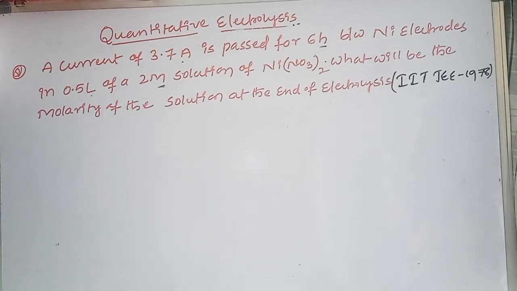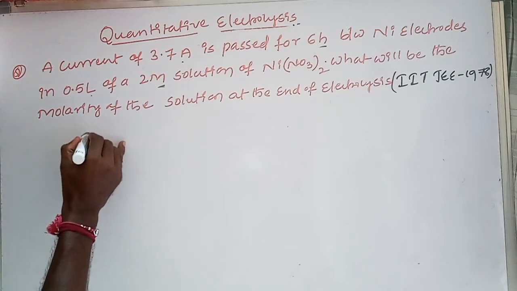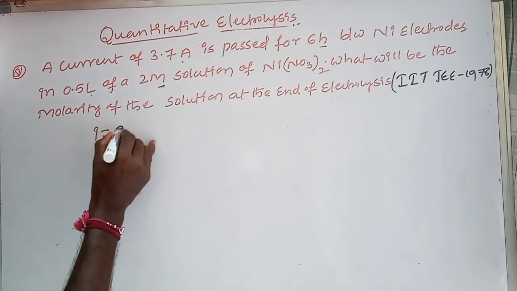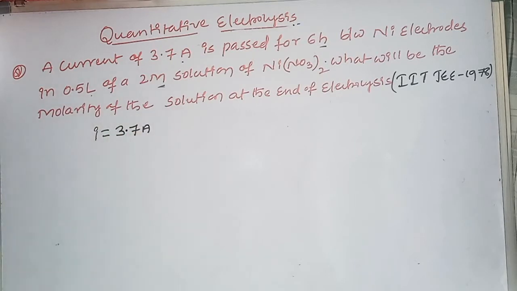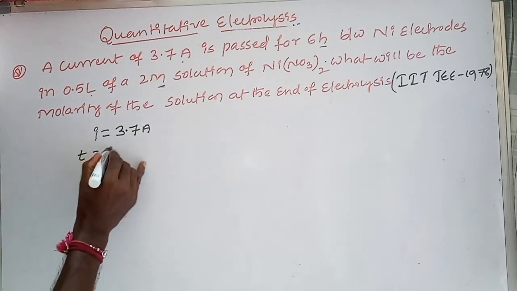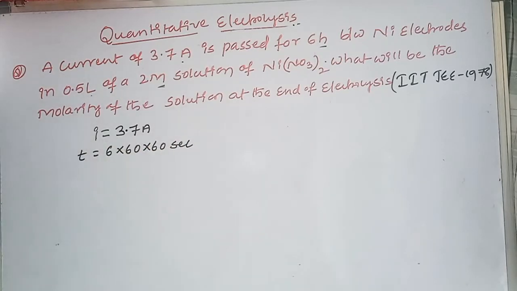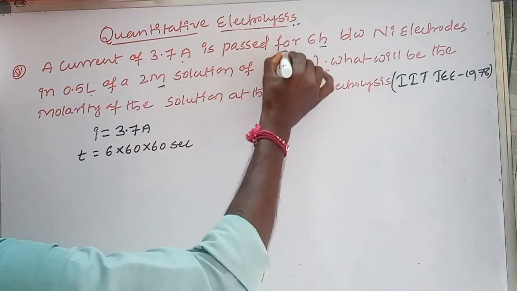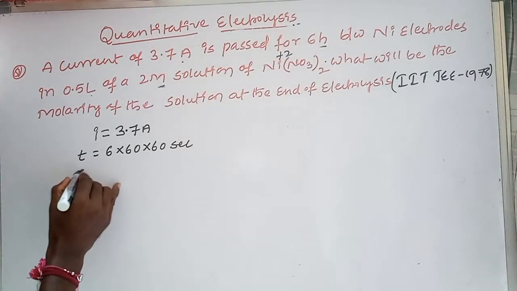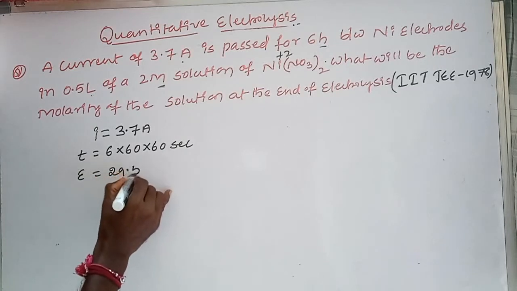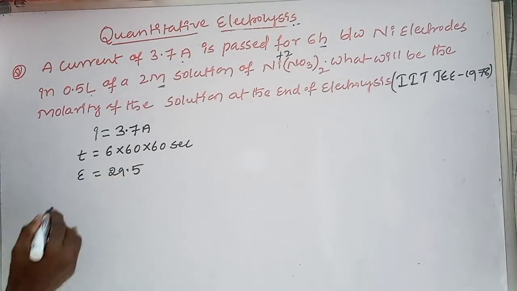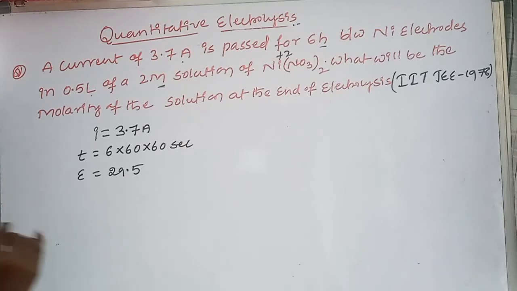So what terms have they given in the question? I equal to how much? 3.7 amperes. Next, time equal to how much? 6 hours. Always time must be taken in seconds: 6 into 60 into 60. Next, what is the molecular weight of nickel? The molecular weight of nickel is 59. Here, Ni2+ means directly we can take the equivalent weight of nickel as 29.5. First let me calculate the weight of nickel.